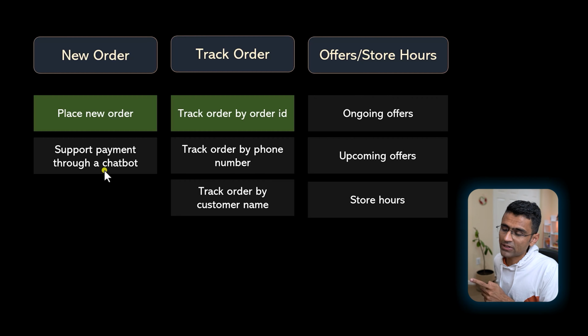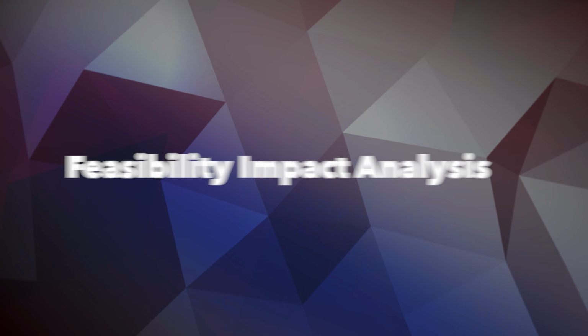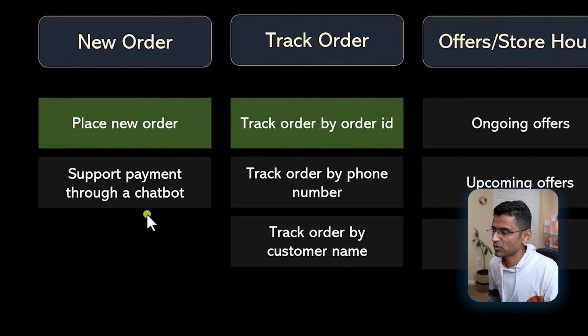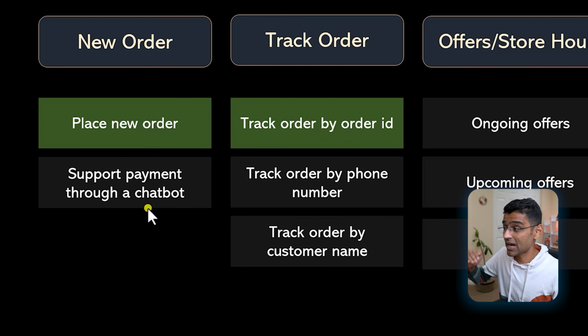One is how important that feature is. Second thing is feasibility. There is a term called feasibility impact analysis. Let's say this feature is very important, supporting payment through a chatbot. Business will say, yes, this is very important. But data scientists will say, well, it will take 2 months. Then that feature has a high impact but low feasibility.